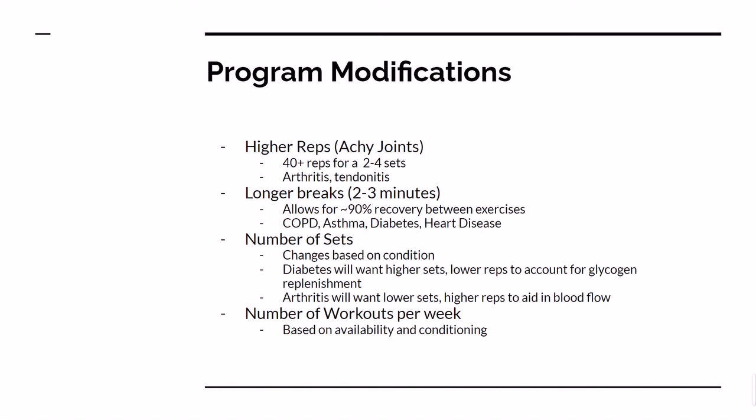This is typically based on the type of condition that you have. So with diabetes, you'll typically want like higher sets and lower reps to account for glycogen replenishment, but also still having that volume there of the amount of work you're actually doing. And then with arthritis patients, we'll typically want to have like lower sets, higher reps to aid in blood flow. And then the number of workouts you do per week is still based on the amount of availability and conditioning you have.